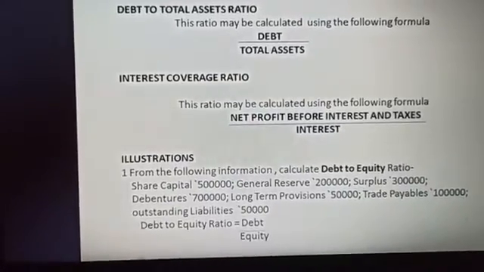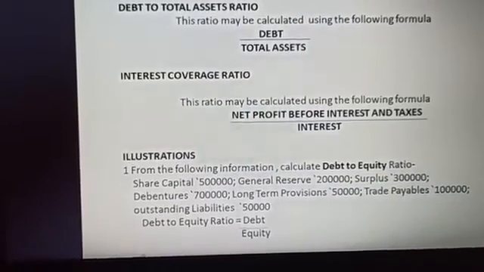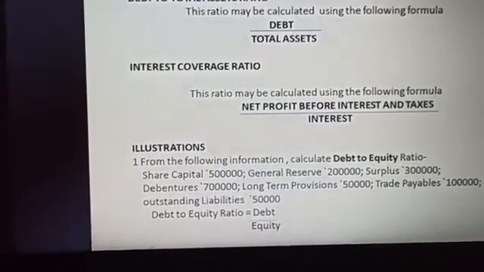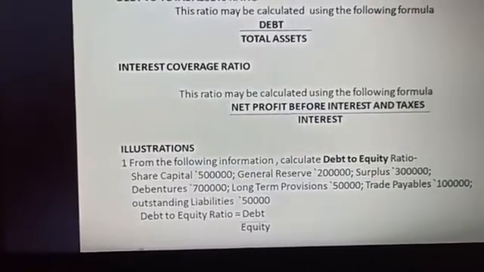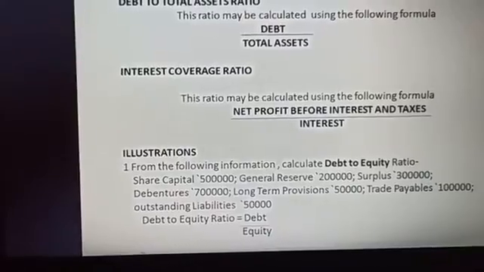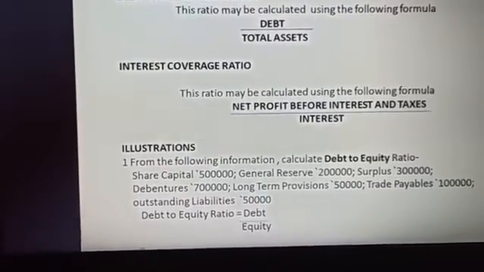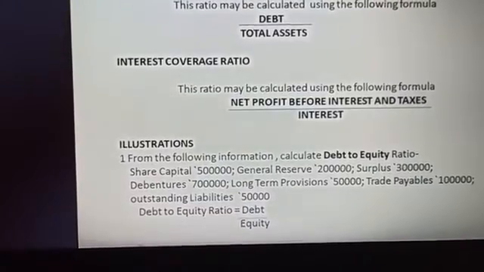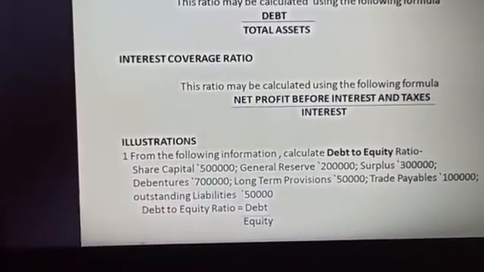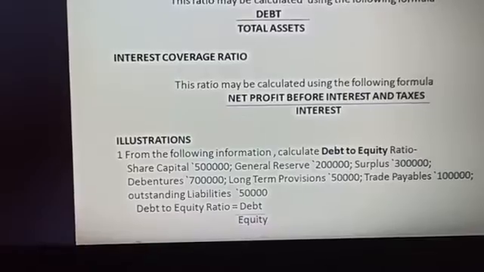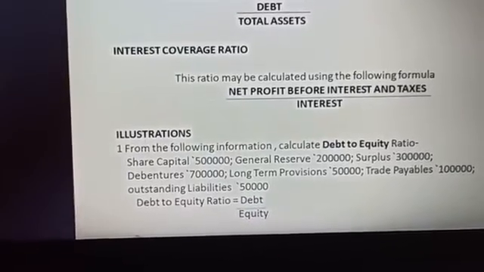Based on the above formulas, let us take up certain illustrations. Number 1. From the following information, calculate debt to equity ratio. Information given is share capital 5 lakh, general reserve 2 lakh, surplus 3 lakh, debentures 7 lakh, long-term provisions 50,000, trade payable 1 lakh and outstanding liabilities 50,000.